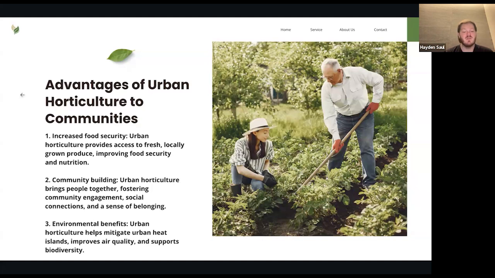The next is community building. Urban horticulture brings people together, fostering community engagement, social connections, and a sense of belonging. In my community, people actually volunteer to help build these urban horticulture communities, and they show up and volunteer their time. They also have fun and interesting events going on all the time to get the community involved. And then lastly, environmental benefits. Urban horticulture helps mitigate urban heat islands, improves air quality, and supports biodiversity. This has been a very hot summer in New York City, so we're very grateful for our urban community gardens in the city.